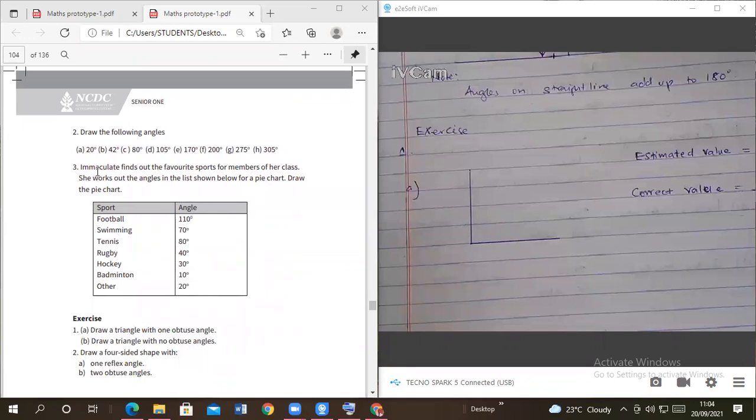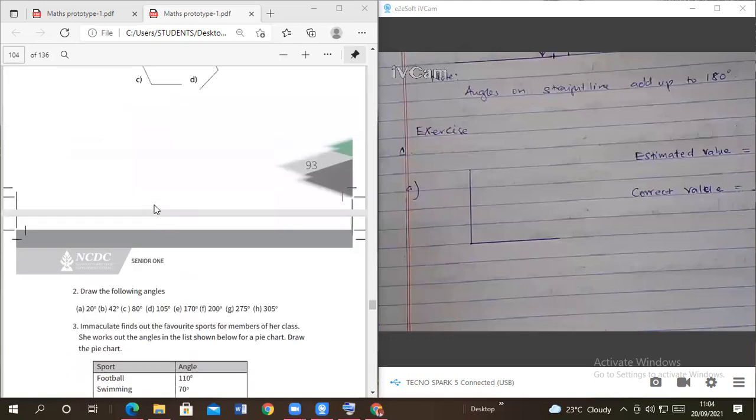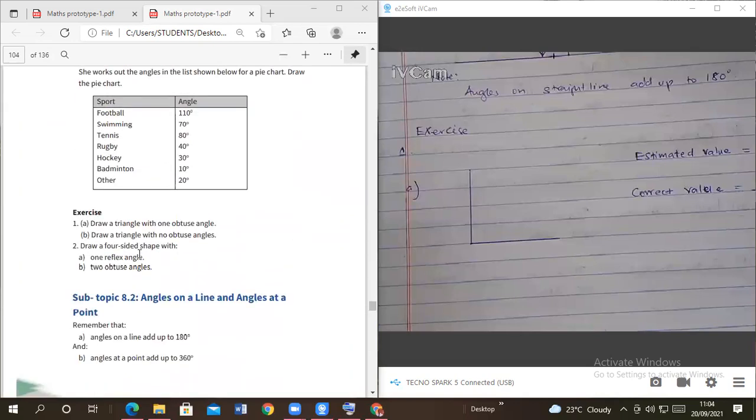The number 3, they are saying that Immaculate finds out the favorite spots of her members in class. She works out the angles in the list shown below in a pie chart. Do you know how to draw a pie chart? Yes. So you do for me number 1, number 2, and number 3. Are we together?